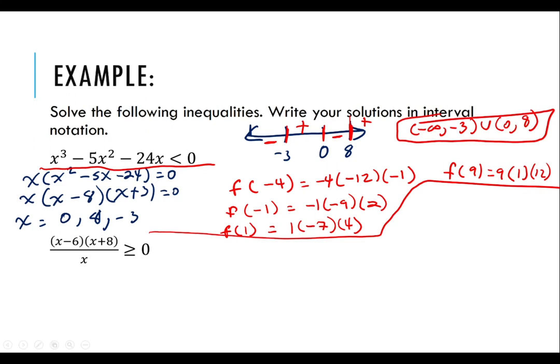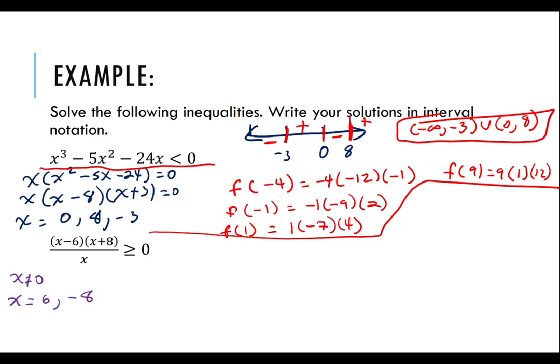Notice now that we have a rational expression inequality, and recall that these critical values that we're looking for are two things: domain restrictions and zeros. So notice that the domain restriction x cannot equal 0 is true. And also notice that if we set the numerator equal to 0, we get x minus 6 is equal to 0 and x plus 8 is equal to 0, which means that my zeros are actually going to be 6 and negative 8.